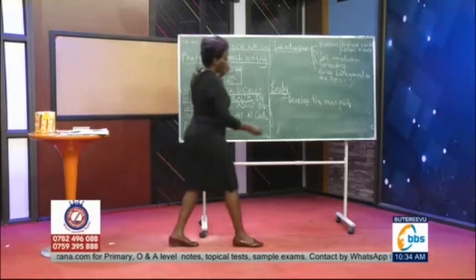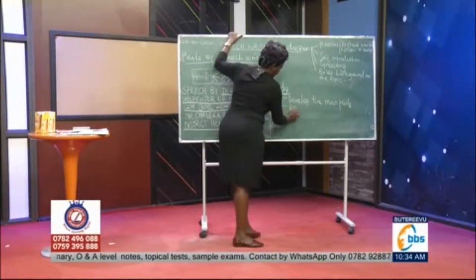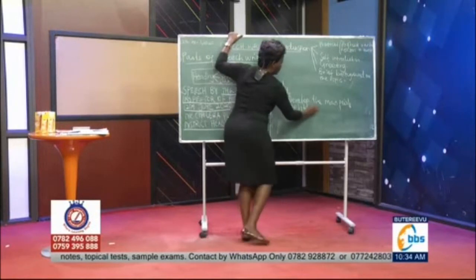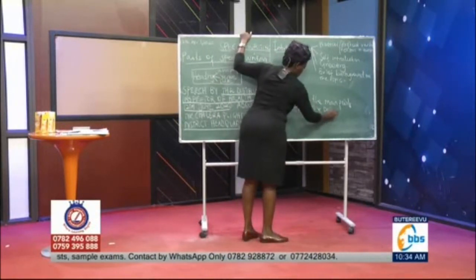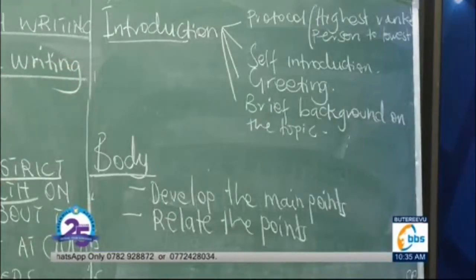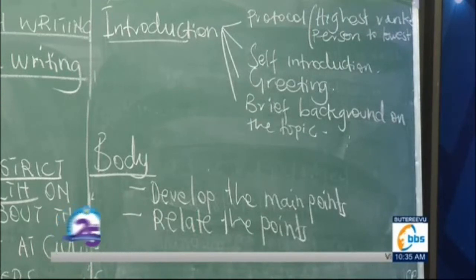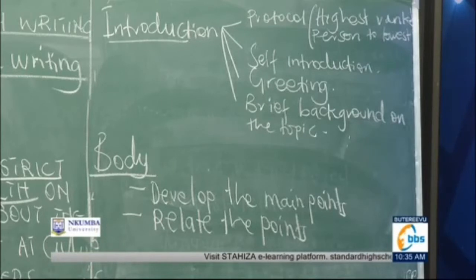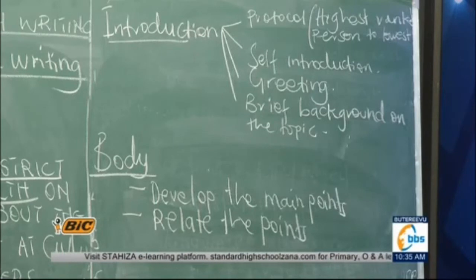You're going to relate the points maybe to your brief background. Relate the points to the topic. Relate the points maybe to your position as you already stipulated in your heading. You must make sure that you do it very well, because the body is the gist, maybe the heart of the speech. It is in the body that you are going to show the audience that you really know what you are talking about.